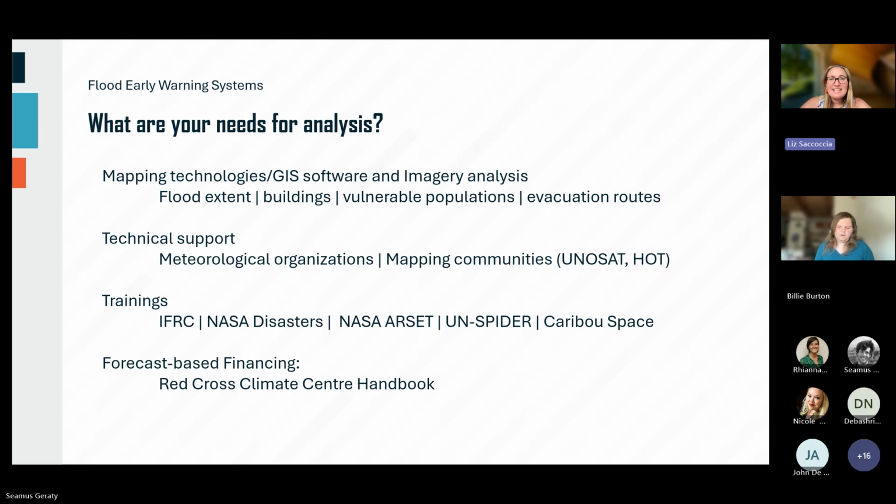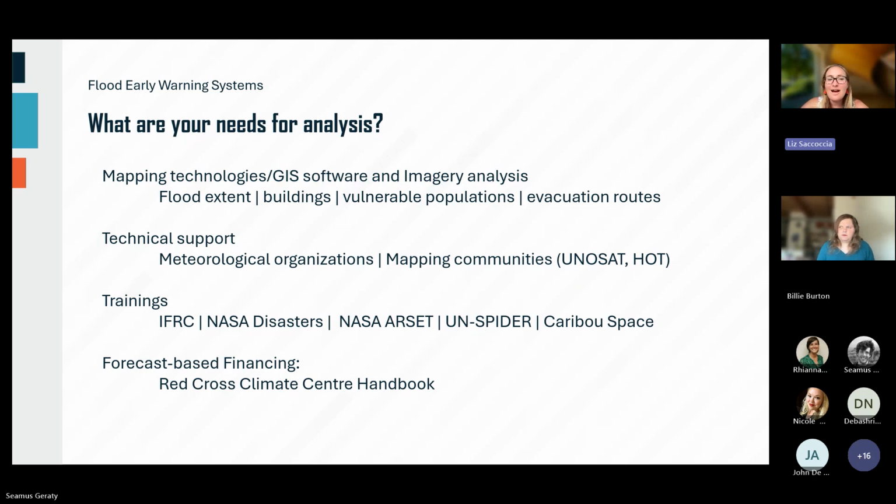Yeah, so the next question is, what are your needs for analysis, like cloud computing, internet bandwidth, team time, other expertise, or in-country partners? So for flood early warning systems, and we go into detail in this in the guide, there are mapping technologies or GIS software and imagery analysis that are incredibly important for things like flood extents, where buildings and assets are, where vulnerable populations are, what are evacuation routes, and what are backup evacuation routes.